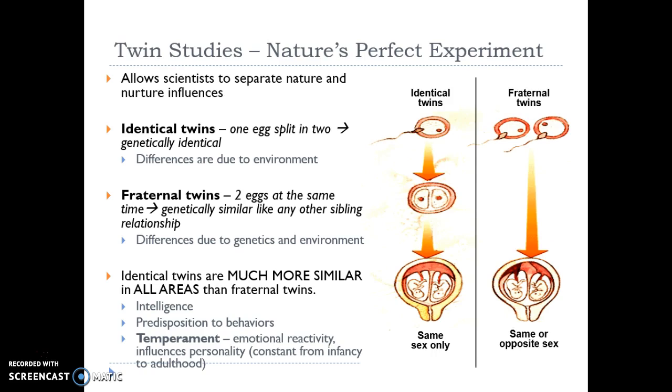Okay, so how do we study the interplay of nature and nurture? The most common way to study that is using twins. It's kind of like nature's perfect experiment because we can look at identical twins and compare them to fraternal twins, and we can see just how much nature can influence a certain trait. So let's clear up identical and fraternal twins. Identical twins are genetically identical because you start with one fertilized egg and then it splits into two. So any differences between identical twins have to be due to the environment because they are genetically identical.